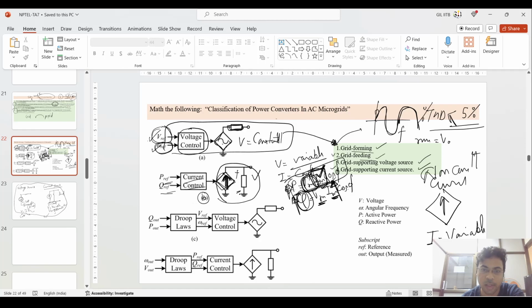So it is forming a grid feeding mode, because grid feeding means if there is a demand in the grid, you should supply the power. Otherwise, there is an impact on this voltage. So the second topology is the same as this grid feeding mode.